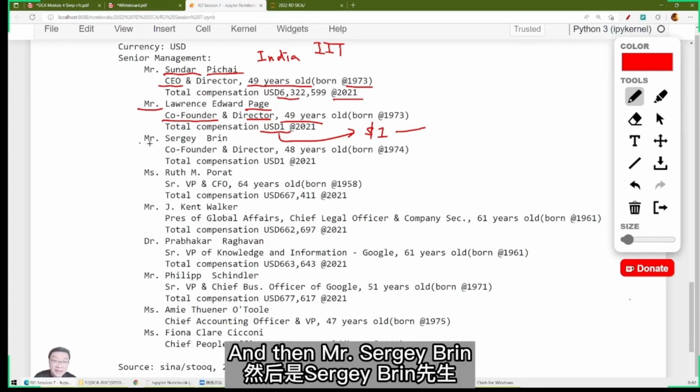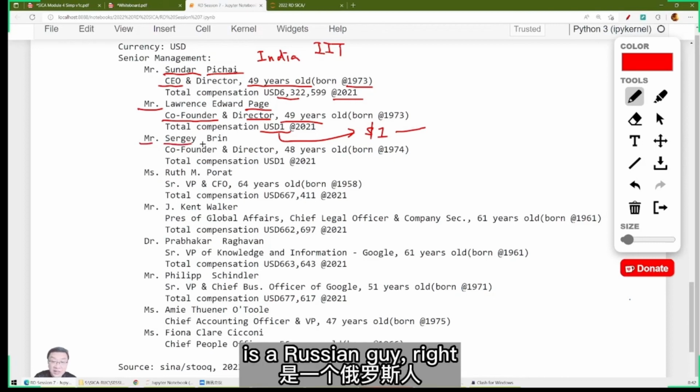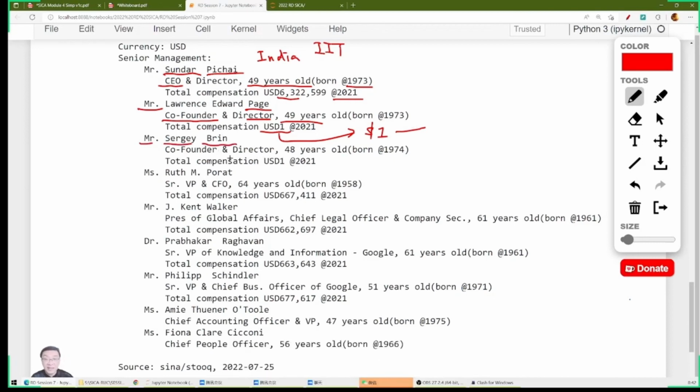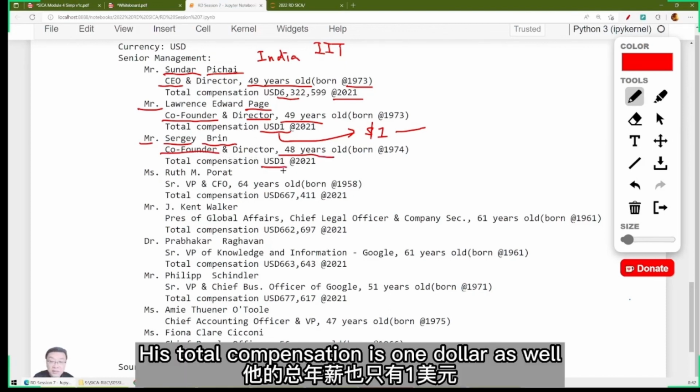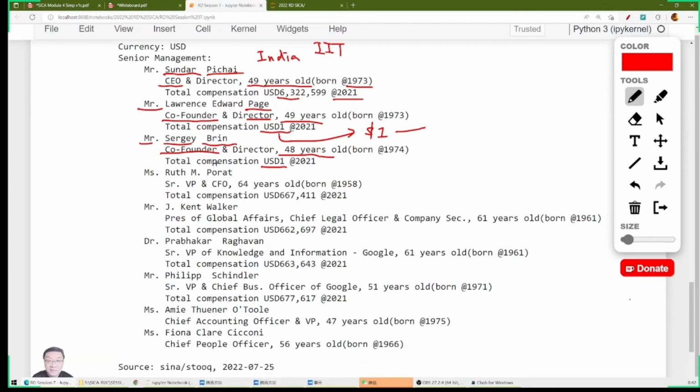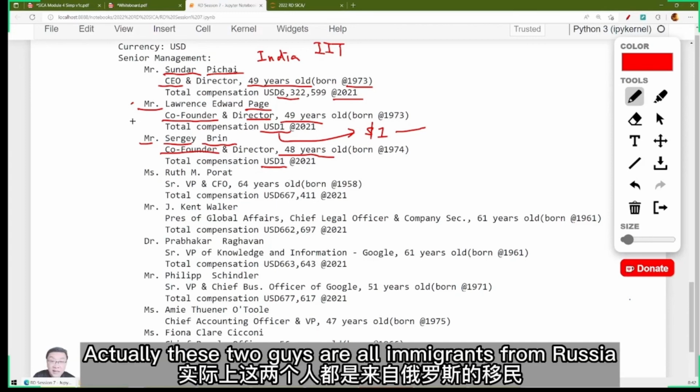And then Mr. Sergey Brin is a Russian guy, right? The co-founder as well. 48 years old. His total compensation is $1 as well. He's one of the founders as well. Actually, these two guys are all immigrants from Russia.